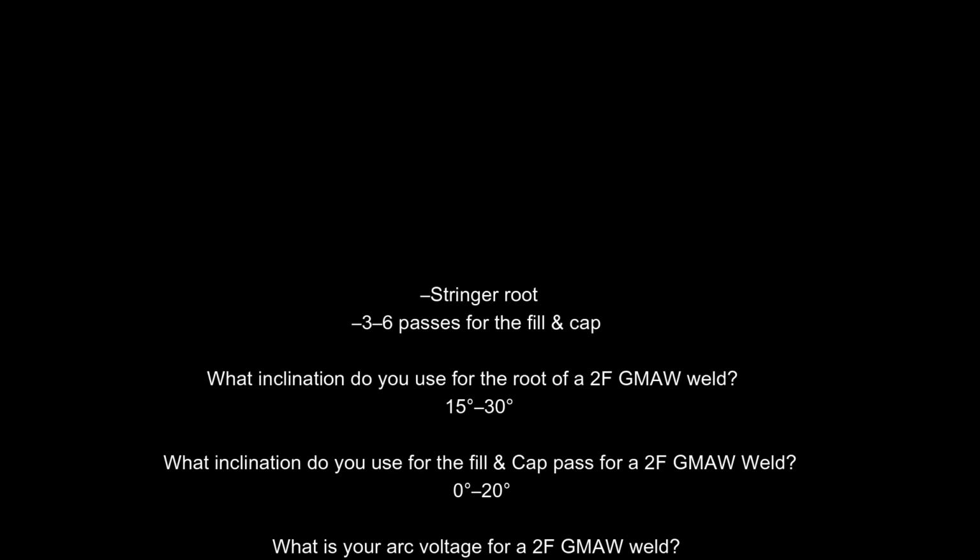What technique do you use to weld a GMAW 2F? Stringer root, 3/6 passes for the fill cap. What inclination do you use for the root of a 2F GMAW weld? 15 to 30 degrees. What inclination do you use for the fill cap pass for a 2F GMAW weld? 0 to 20 degrees.